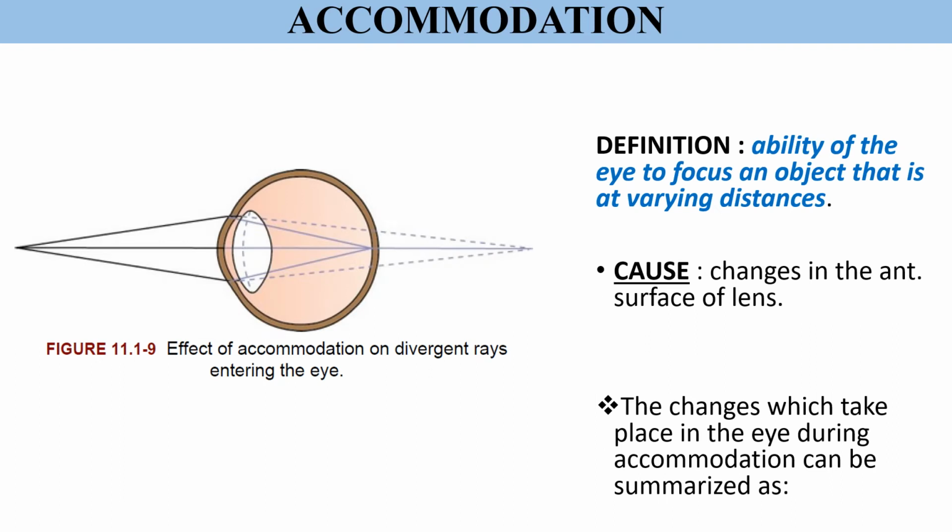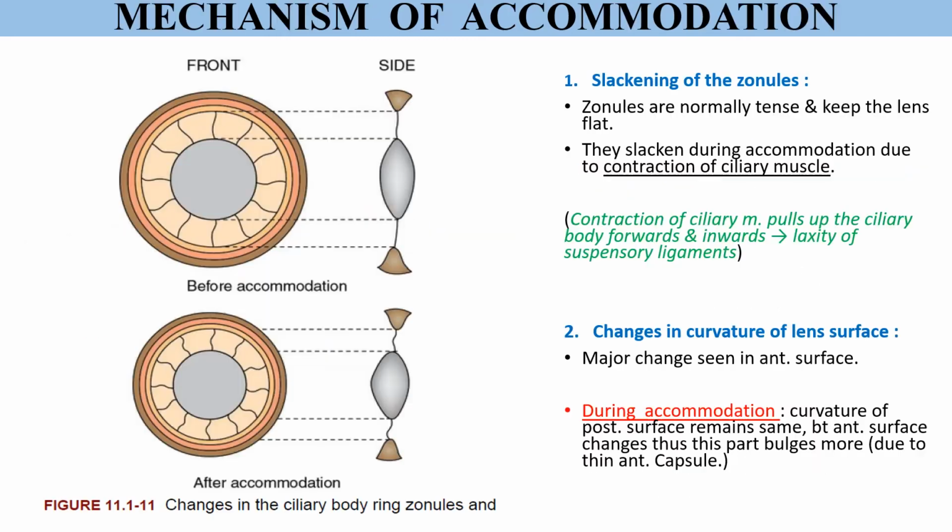Accommodation is the ability of the eye to focus an object that is at varying distance. In simple terms, accommodation means to focus a near object without straining your eyes to see it clearly. The major change that occurs during accommodation is the change in the anterior surface of the lens. Normally, when the eye is at rest, the lens is kept flat by the tensed zonules or suspensory ligaments of the eye. During accommodation, the motor command comes from the brain via the third cranial nerve to the ciliary muscles of the eye and they contract.